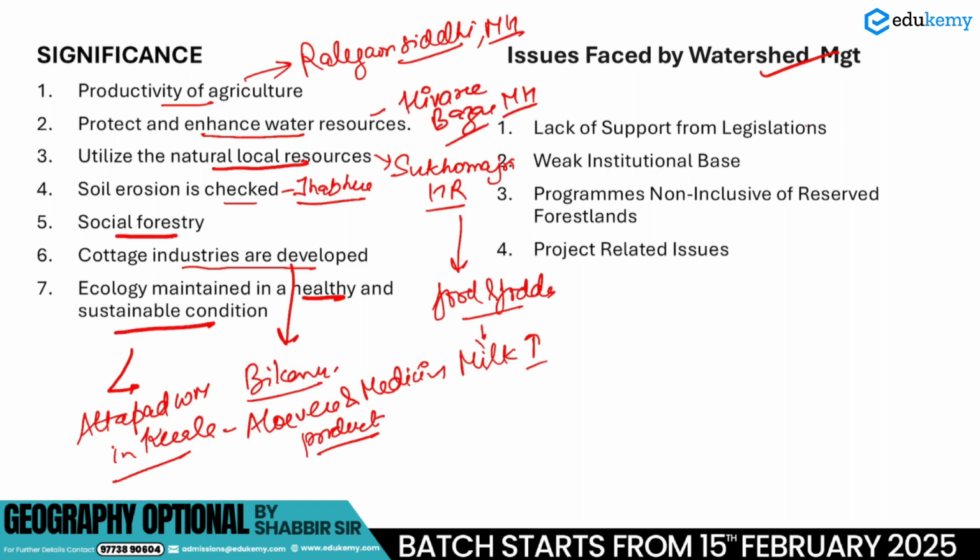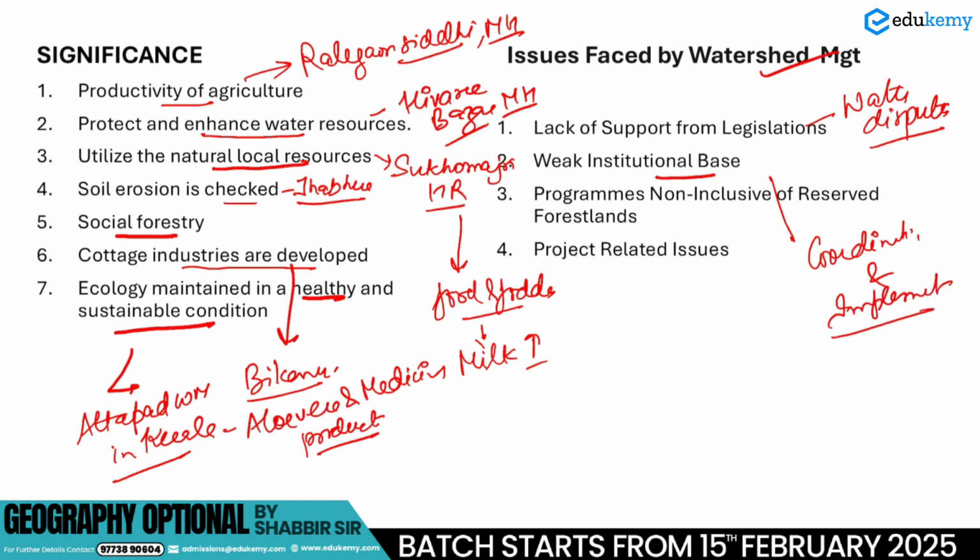First is there is a lack of support from legislation. Yes, you know that the states in India do not have any clear policy on water usage, and therefore there are a lot of instances where the states are tussling with one another over water disputes, and this is one reason that is making this program a weaker one. Another is weak institutional base. Weak institutional base because there is always a problem of lack of coordination and implementation at the bureaucratic level, and that is why this program, despite being considered the second largest in the world, is still grappling with a lot of challenges, and the benefits are not reaching the farmers.